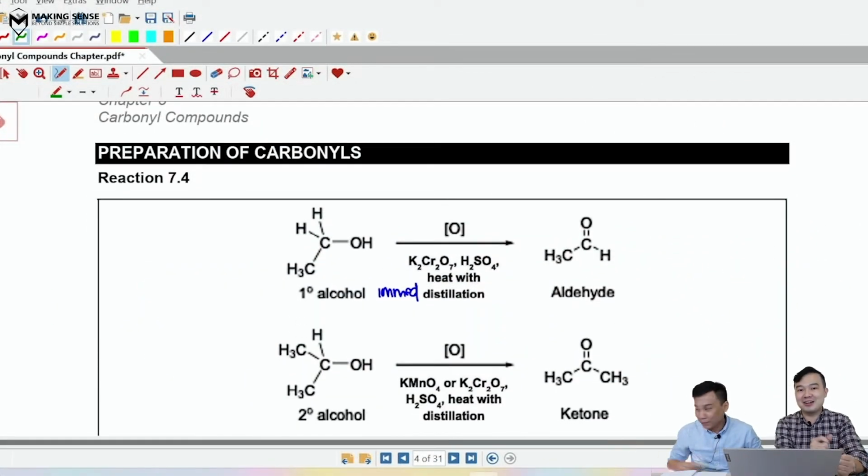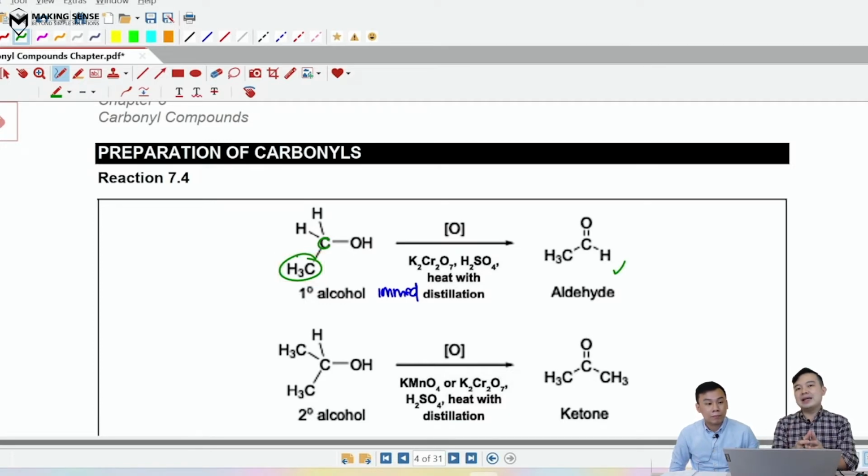Let's take a look at the first one, reaction 7.4. We say that carbonyls can be prepared from an alcohol through an oxidation process. We learned this in hydroxyl compounds: it is very important to know the classification of the alcohols before they undergo oxidation. If we start off with a primary alcohol, where the C is only bonded to one R group, we can oxidize this to an aldehyde.